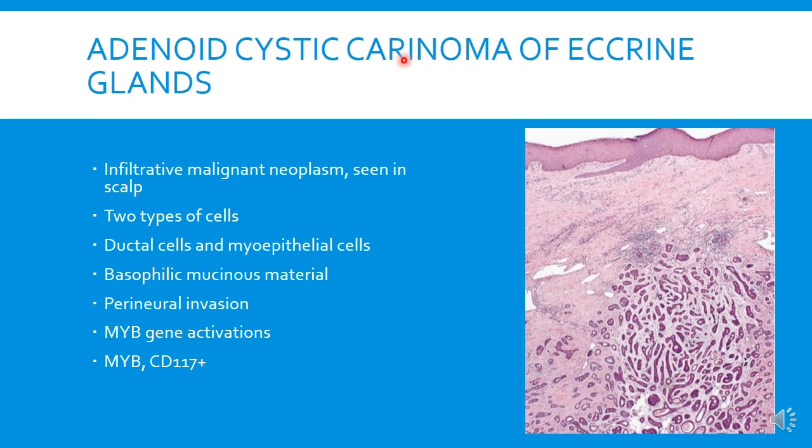Next is the adenoid cystic carcinoma of eccrine glands, which has a similar appearance to that of a salivary gland tumor. Another relationship between salivary gland tumor and eccrine tumor. It is a very infiltrative malignant neoplasm, usually seen in scalp. There are two types of cells, ductal cells and myoepithelial cells, and basophilic mucinous material that is similar to that seen in adenoid cystic carcinoma of salivary gland. And likewise, it also has perineural invasion and MYB gene activation. IHC wise, it is positive for CD117.